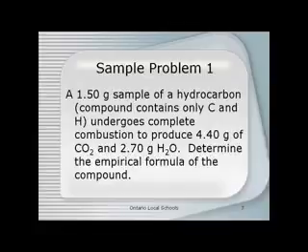Well, let's apply these principles to a sample problem. Here we have a 1.50 gram sample of a hydrocarbon, and a hydrocarbon is a compound that contains only carbon and hydrogen. So whenever you see a problem that says a hydrocarbon is burned, it's just carbon and hydrogen. No other elements are involved in the compound. It undergoes complete combustion to produce 4.40 grams of CO2 and 2.70 grams of H2O. Determine the empirical formula of the compound.